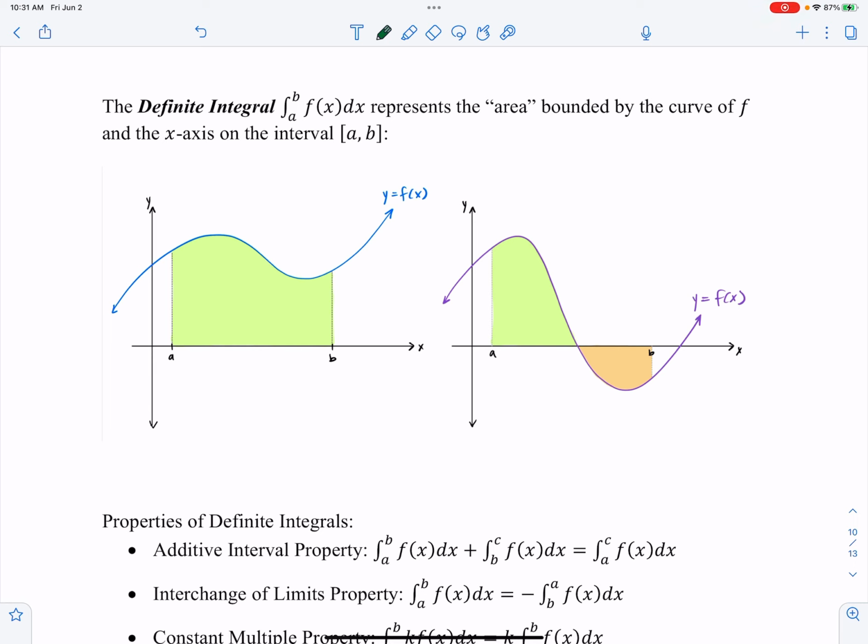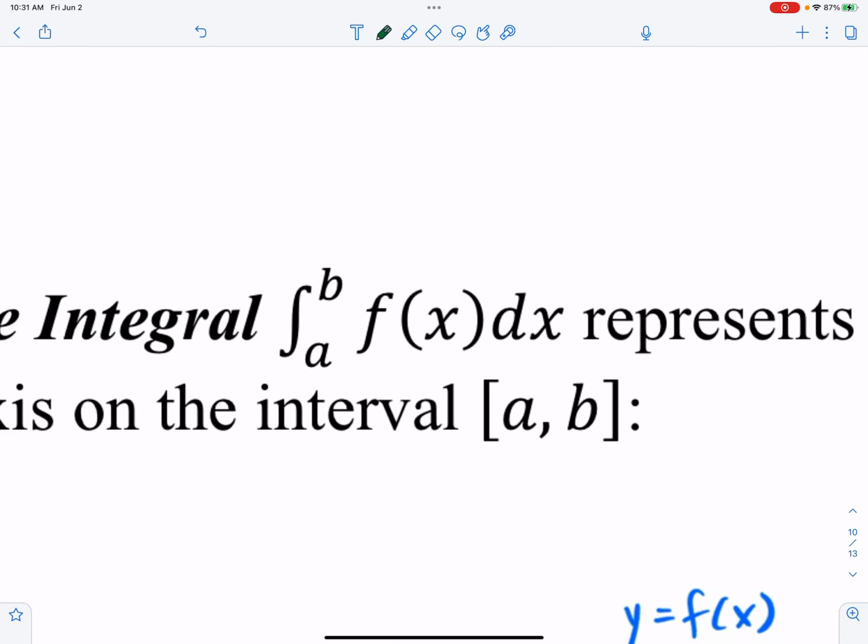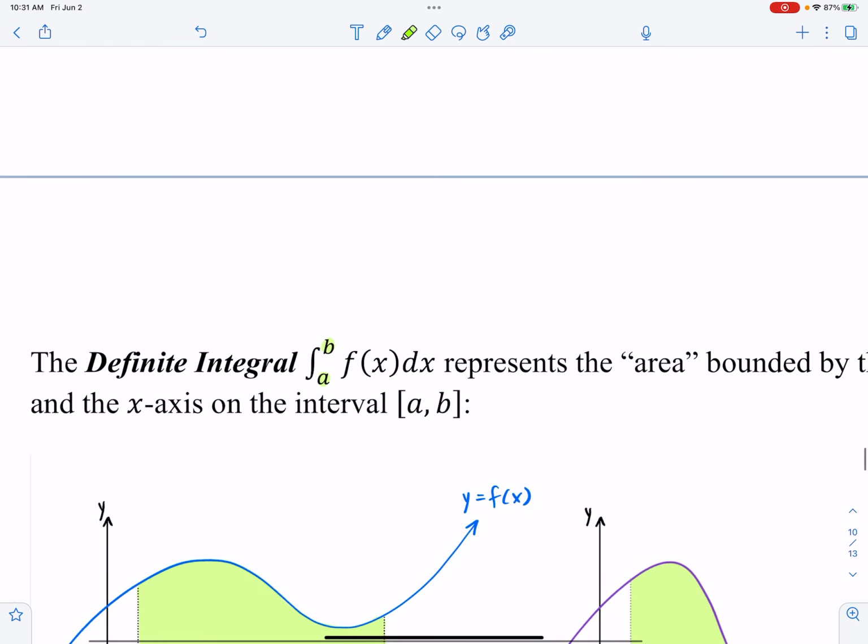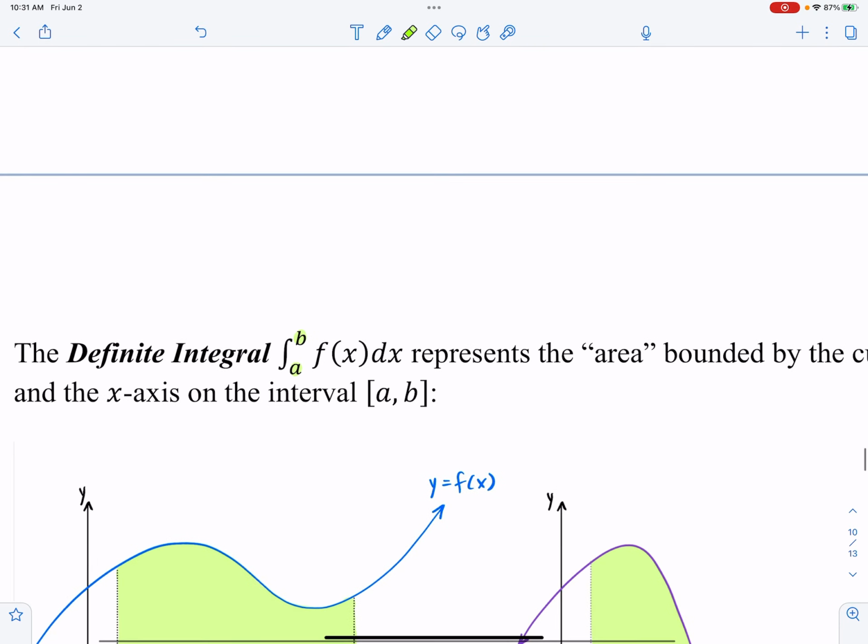The definite integral is whenever the integral is accompanied by what we call limits of integration. So this a and b would be referred to as the limits of integration. Unlike the indefinite integral, which ended up representing a function, the definite integral represents a number, a value.